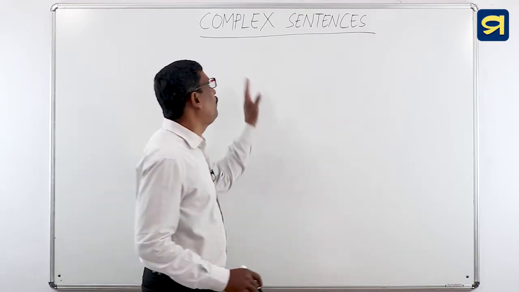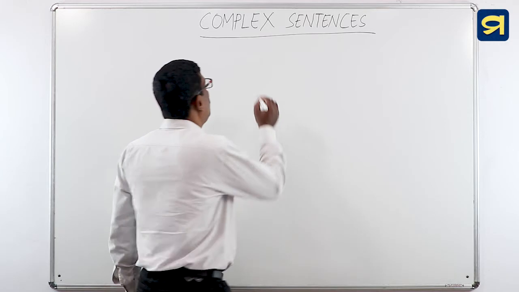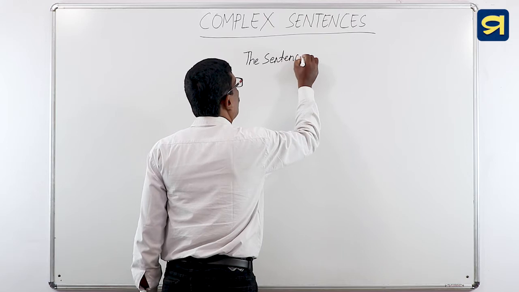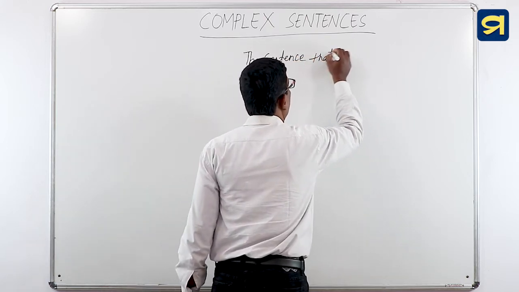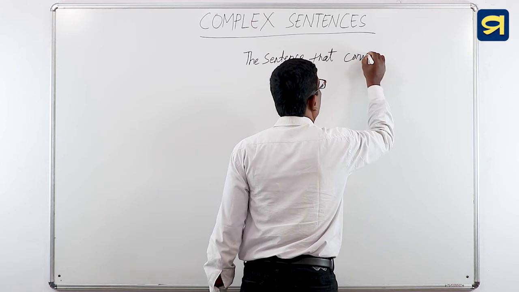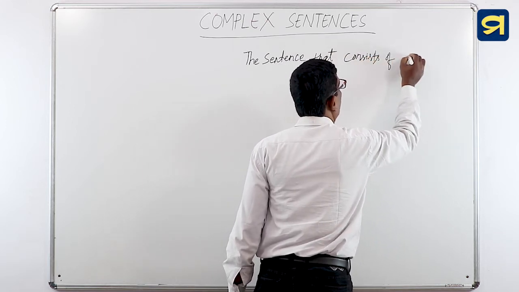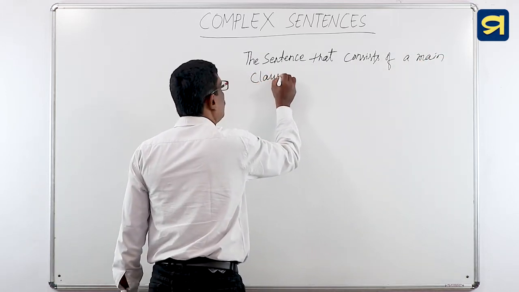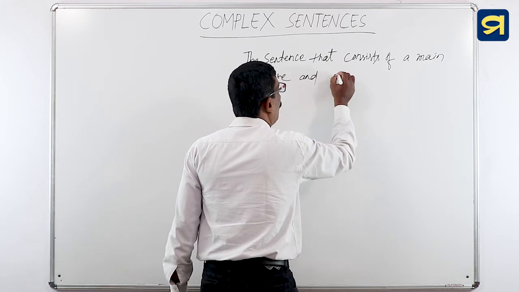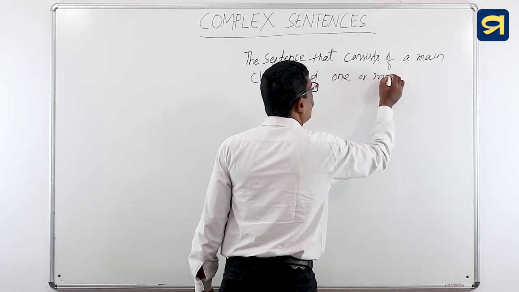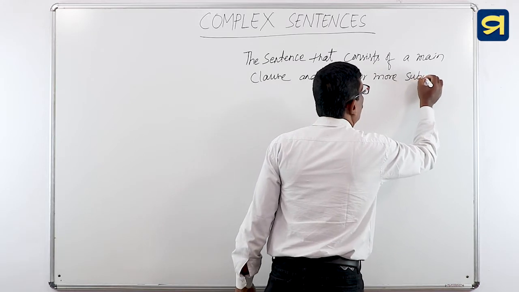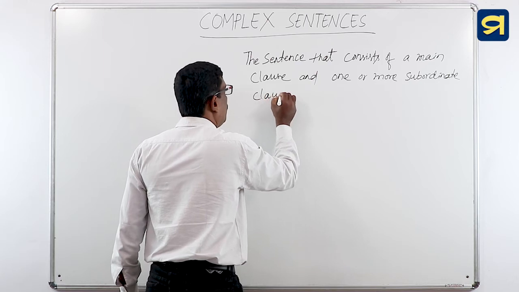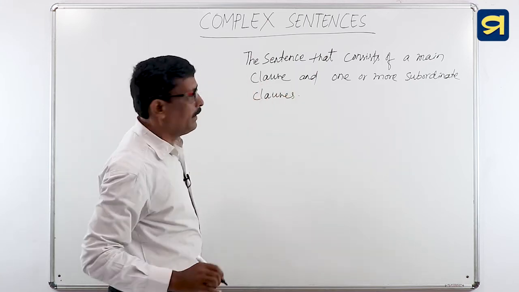Let us discuss complex sentences. What is a complex sentence? The sentence that consists of a main clause and one or more subordinate clauses is known as a complex sentence.